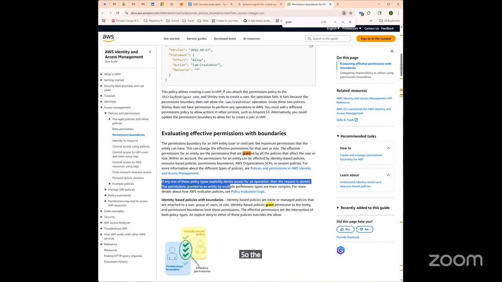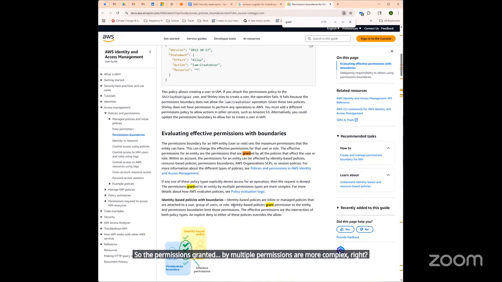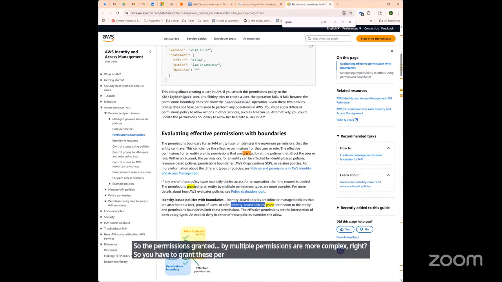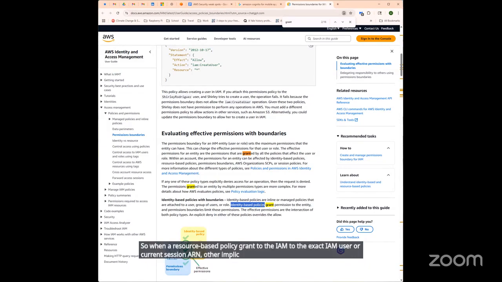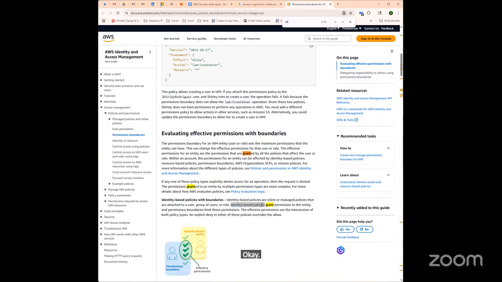So the permissions granted by multiple policies are more complex, right? So you have to grant these permissions. When a resource-based policy grants to the exact IAM user or current session ARN, other implicit denies don't block it. Okay, let's see if we can find.